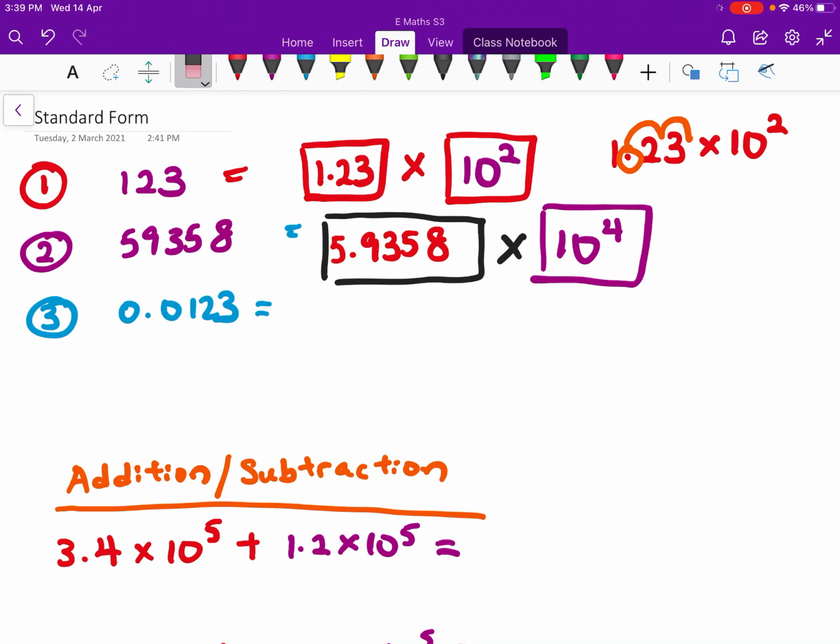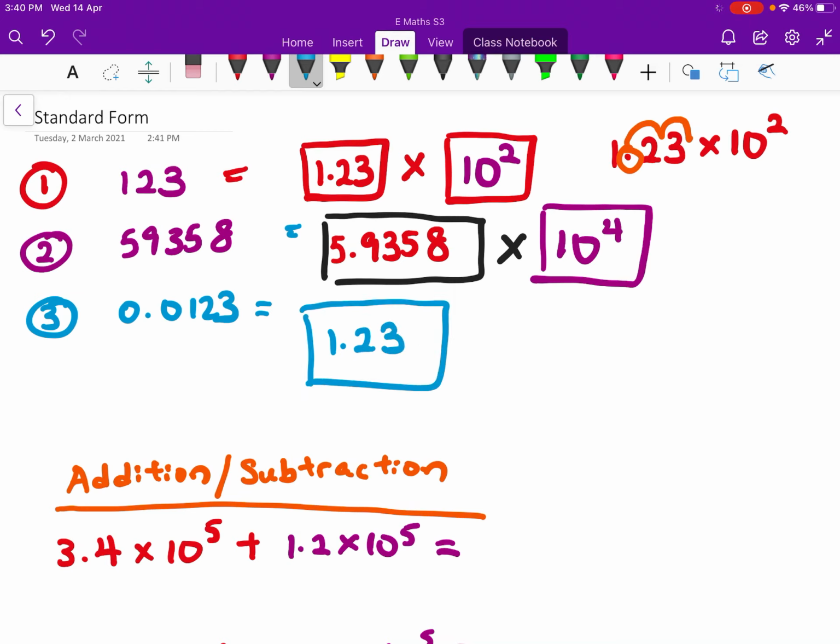What if you have a very small number? If you have a very small number, you also want to write it in standard form. You don't want to write too many zeros in front, right? So in this example, 0.0123, I want to write in standard form. Remember, when I write in standard form, the first number must always be more than 1 and less than 10. So for the first number I put 1.23.